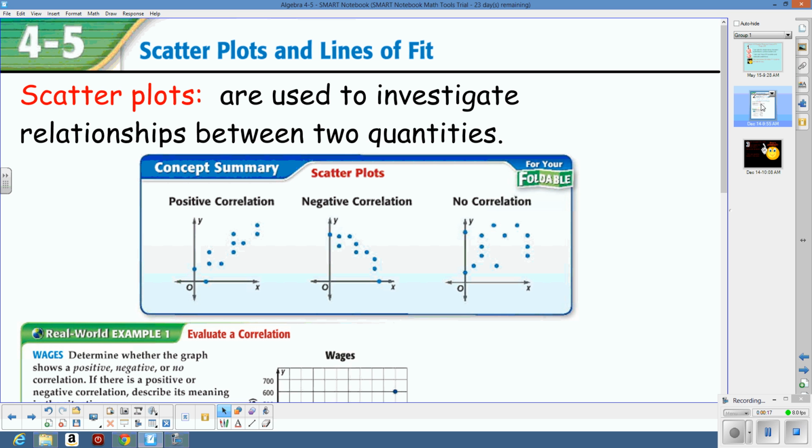Scatter plots are used to investigate relationships between two quantities. Those two quantities are shown as ordered pairs that can be put on a coordinate plane. When you plot all of those ordered pairs, if they tend to go somewhat in a line going upwards, the two quantities are said to have a positive correlation. If they tend to go downward in a line, it's said to have a negative correlation. And if they're just scattered all over with no real rhyme or reason to it, it would be said to have no correlation between those two quantities.